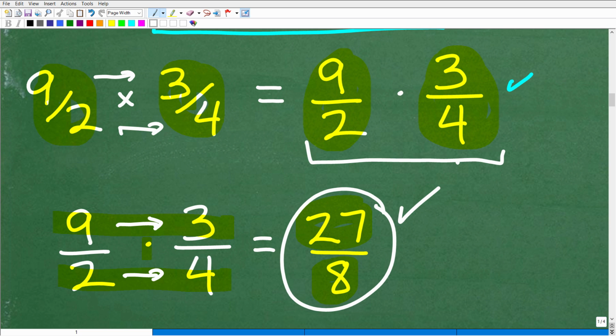And what you do not need to do is turn this into a mixed number, okay? Do not volunteer and say, oh yeah, I'm going to turn this into a mixed number. In other words, take 27 divided by 8. I would not do that on a quiz, test, etc., unless your teacher specifically asks you to do that.